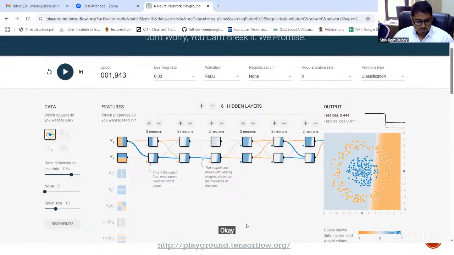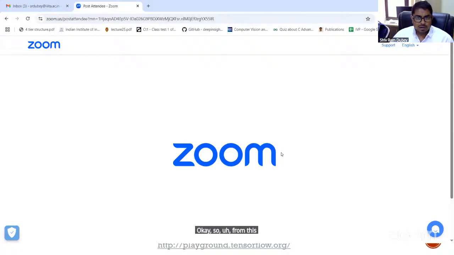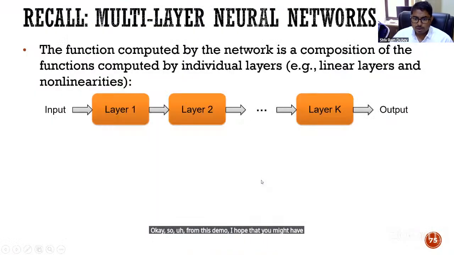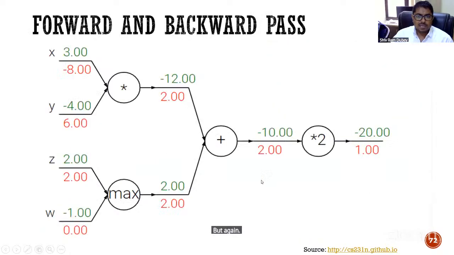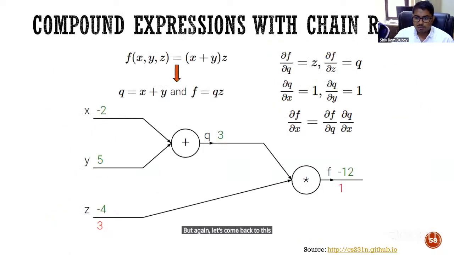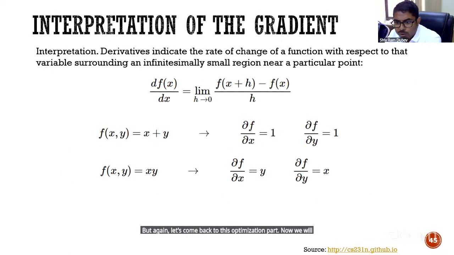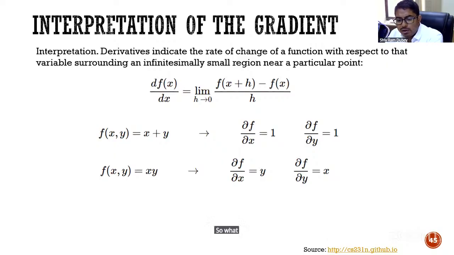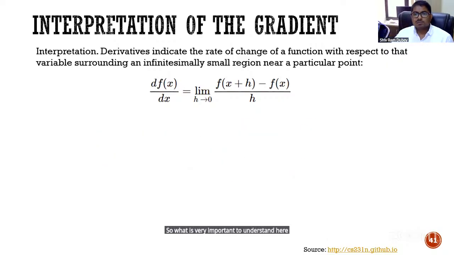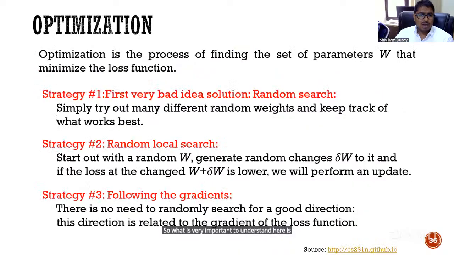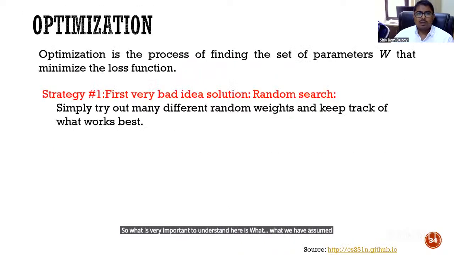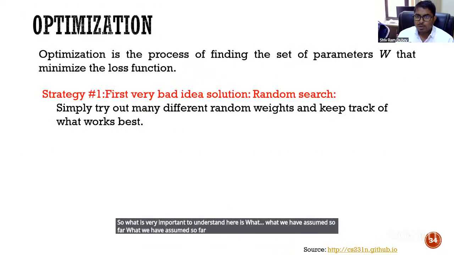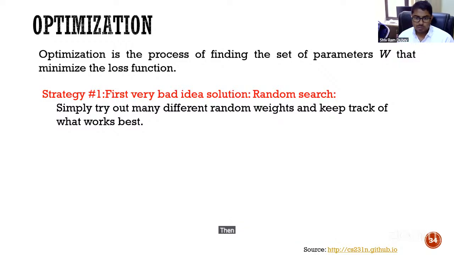Okay, so from this demo, I hope that you might have got some idea. But again, let's come back to this optimization part. Now we will slowly go into the optimization. So what is very important to understand here is what we have assumed so far. We have assumed that the parameters W and B are known, then what we can do, fine.